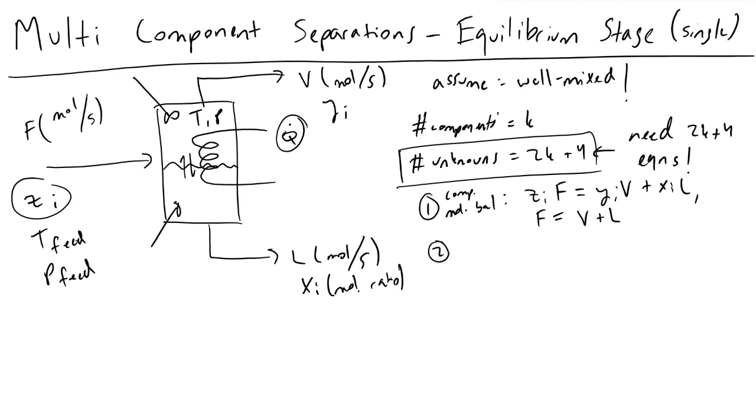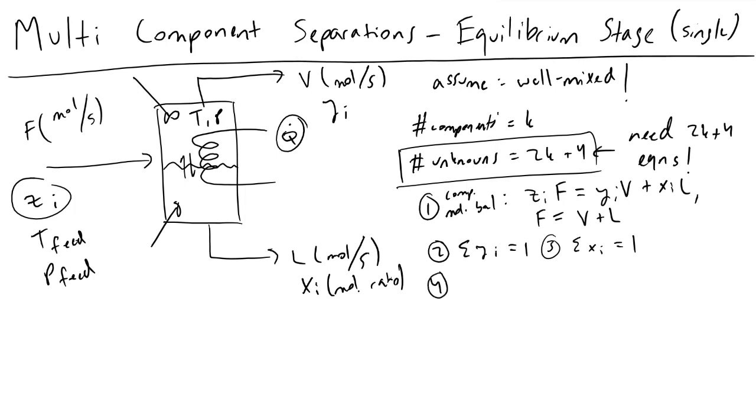The next set of equations we're going to get come from the fact that molar ratios must sum to unity. So the sum of the molar ratios in your vapor phase must sum to unity. And the same can be said of the sum of the molar ratios in your liquid phase. X sub i must also sum to unity, which is 1.